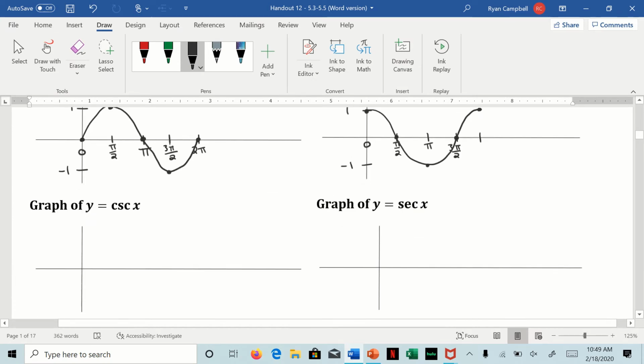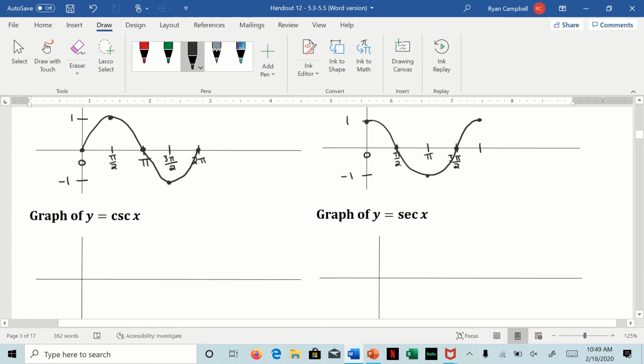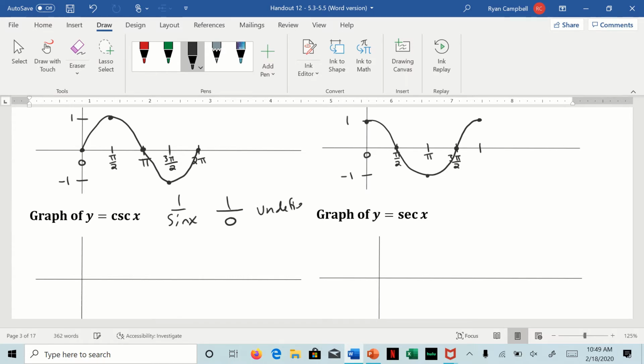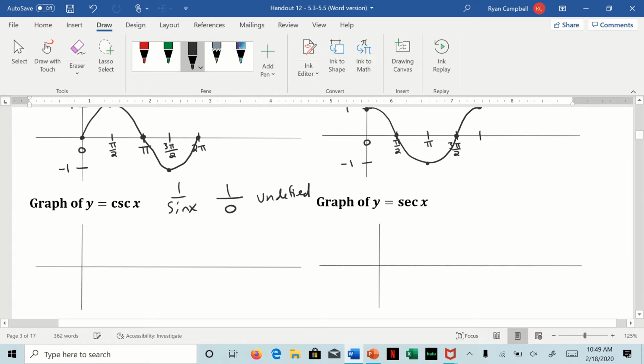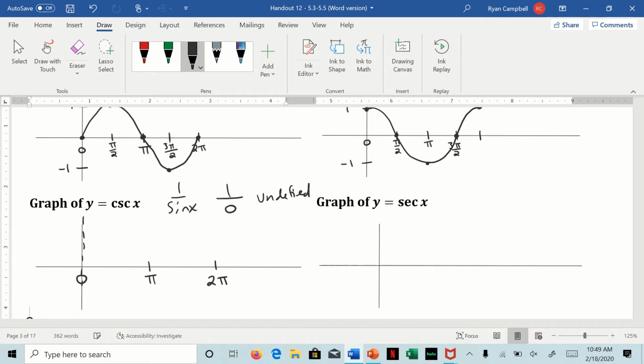All right, so cosecant and secant. So let's use that idea of what we just talked about, right? So cosecant is 1 over sine, which means that when sine is equal to 0, cosecant is going to be undefined. So when is sine equal to 0? It's equal to 0 at 0, at pi, and at 2 pi, which means for cosecant, we actually have vertical asymptotes.